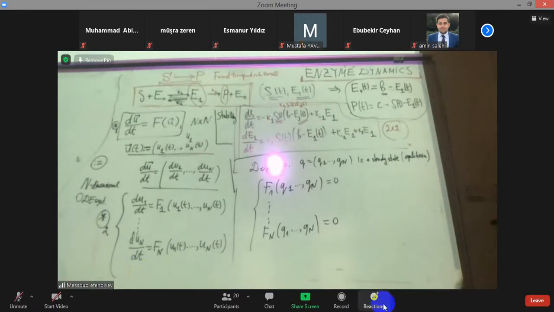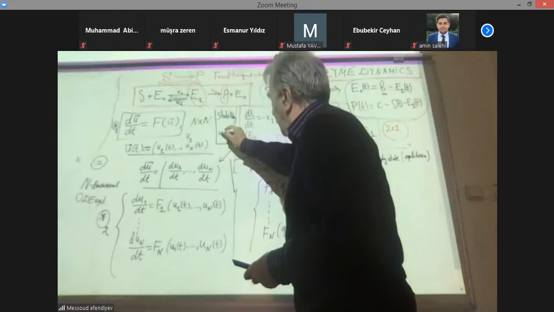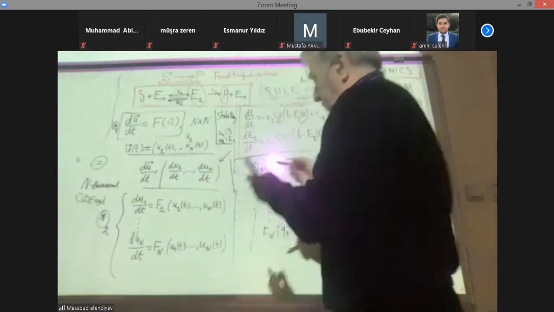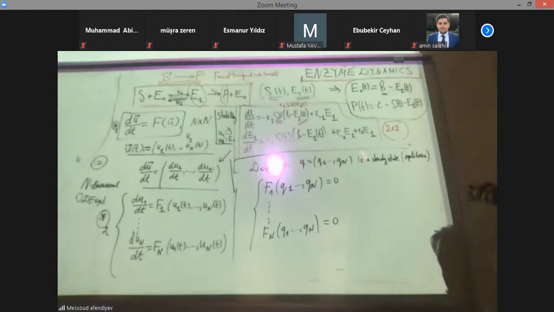As I said, in our case u1 is s and u2 is e1. In this context, we are saying that the given vector is a steady state if, when you put this value into the right hand side, it must be zero. And this is called the equilibrium.